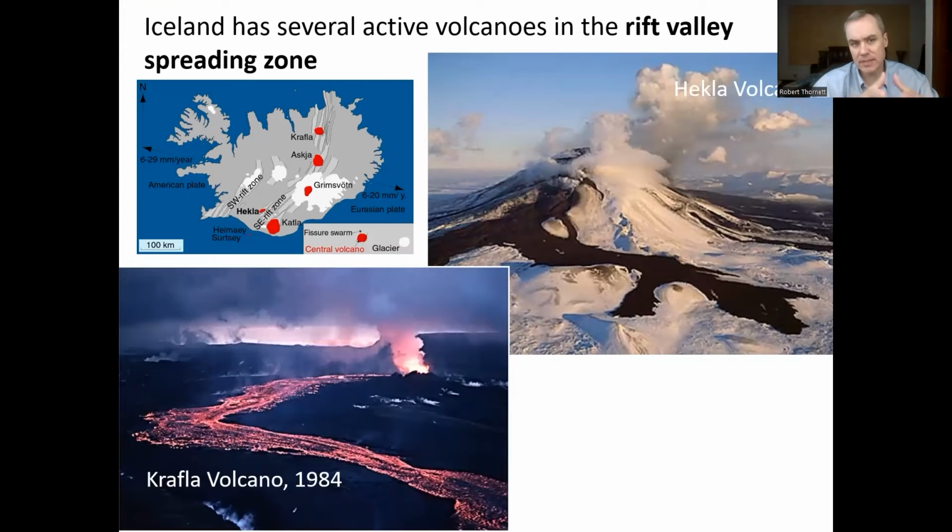And in this area, the diverging boundary zone, the spreading zone within Iceland, you can see there's a whole line of volcanoes. And just as a side note, that's not the only cause of those volcanoes, because Iceland is a special location. Iceland is both on a diverging boundary, but Iceland also is over a hotspot.